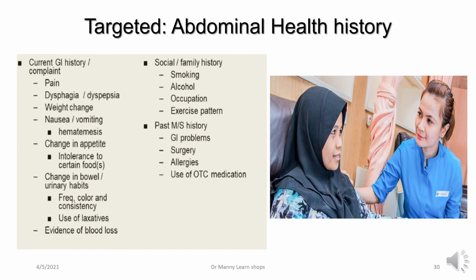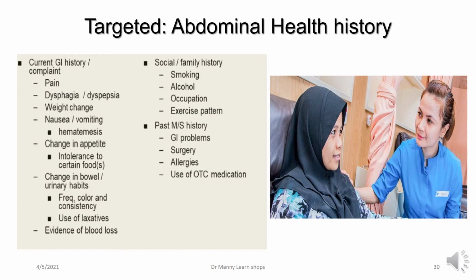The targeted abdominal history focuses on her complaint. It could include, does she have pain, dysphagia, dyspepsia? Has there been a change in her weight? Is she nauseated? Has she vomited? Does she vomit blood? Has she had a change in her appetite? Is she able to eat foods or not eat certain foods that she could before? Is there a change in her bowel habits or her urinary habits? Think about frequency, colour, consistency. Does she use stool softeners so it's easier for her to empty her bowel? Is there any evidence of blood in her stools?